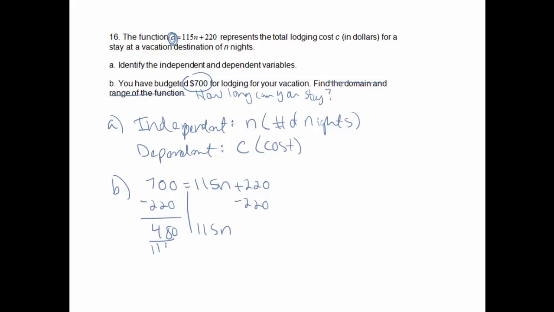There we go. I'm going to divide by 115. When I do that, I get 4.17, but I can't stay 0.17 of a night, so I could stay 4 nights with that budget.